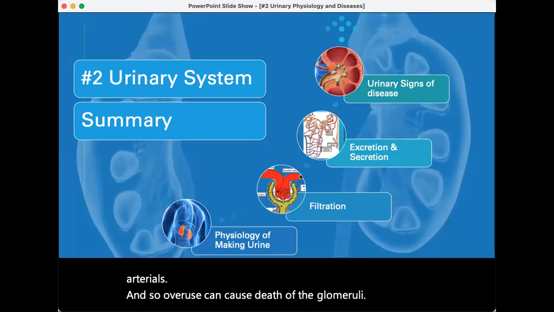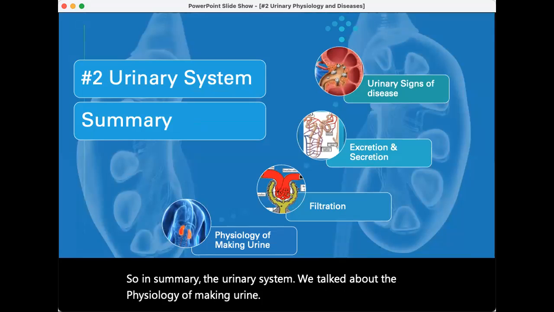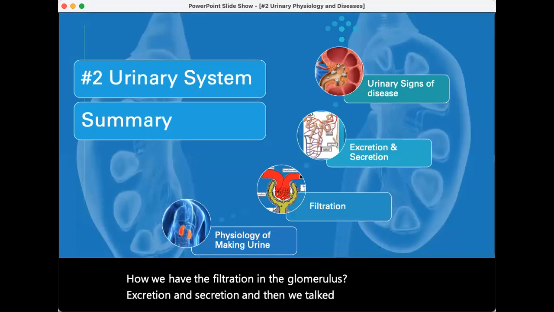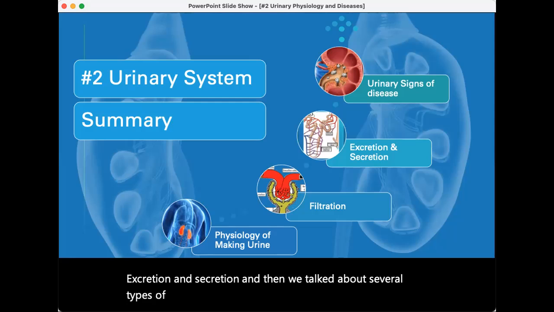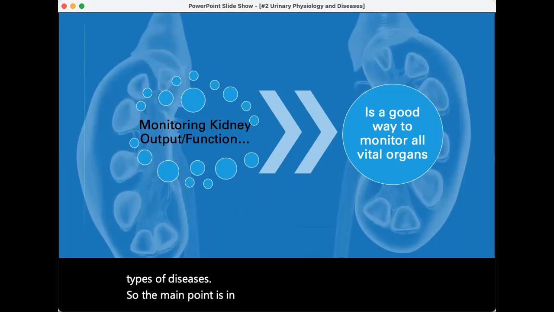So in summary, for the urinary system, we talked about the physiology of making urine, how we have the filtration in the glomerulus, excretion and secretion, and then we talked about several types of diseases. The main point is that in the hospital, monitoring the urine output is a great way to monitor kidney function and all the vital organs.